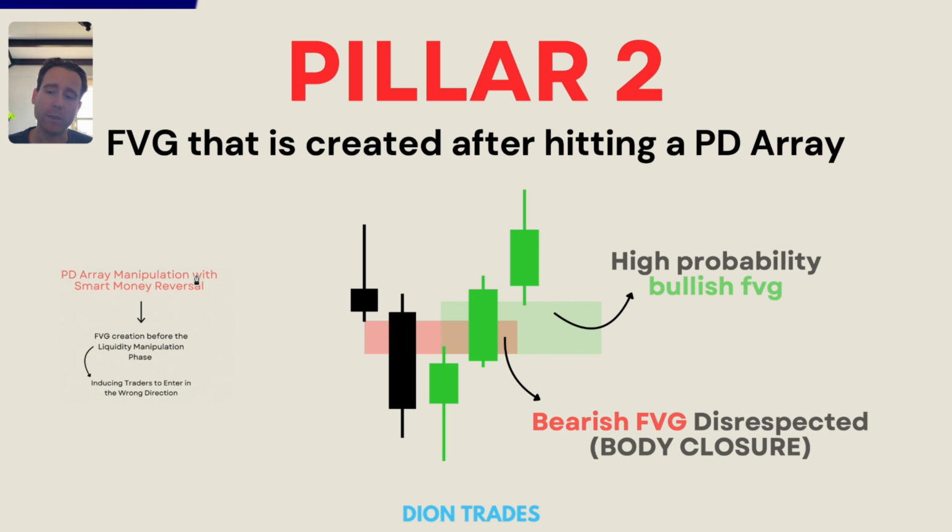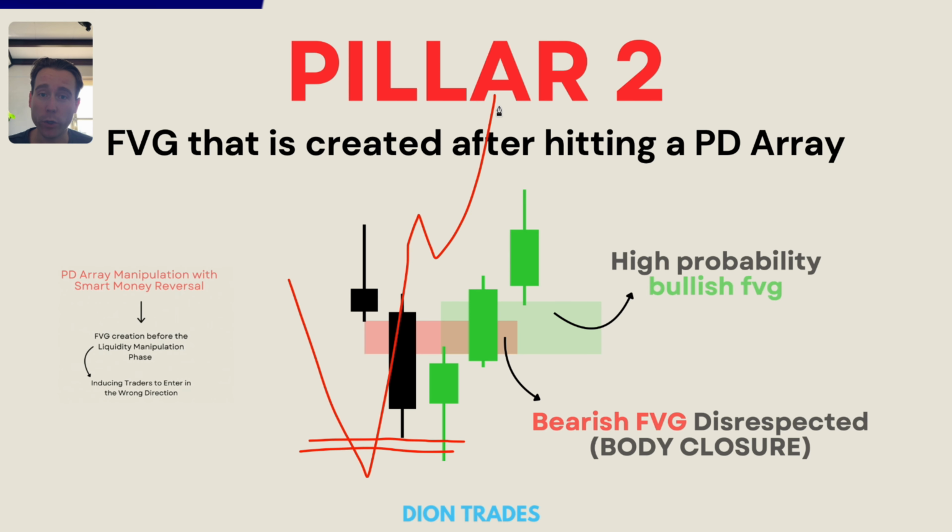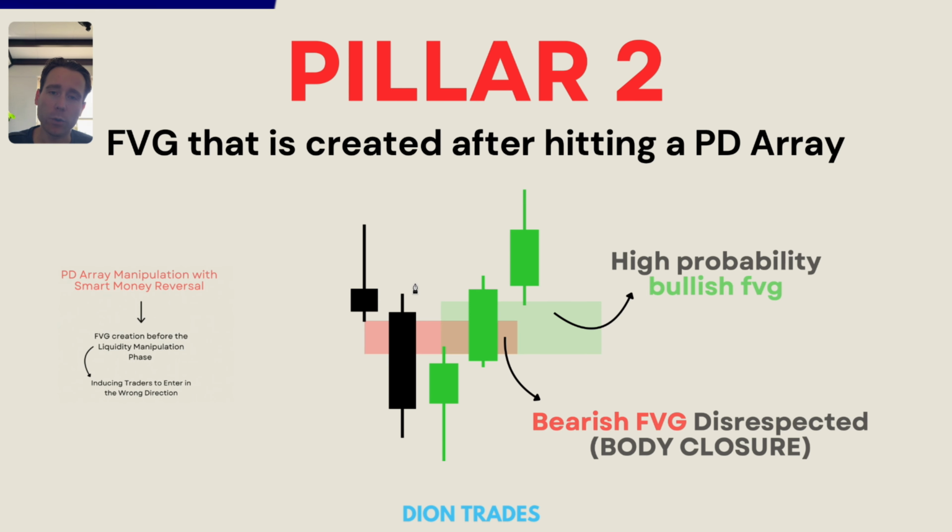So what do I mean by that with the smart money reversal? Smart money reversal is a V-shaped recovery, a sharp turn. There are many different names for the same beast. When we hit a PD array, we see aggressive sells, aggressive buys, and we go the other way. But what happens, and this is how you can avoid getting faked out and not trade close to an old high or low and old fair value gap, is a fair value gap created before the liquidity manipulation phase.